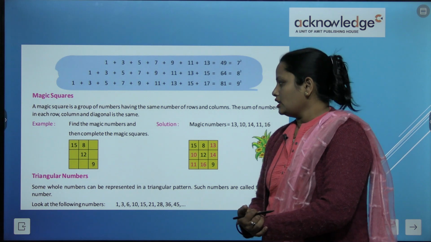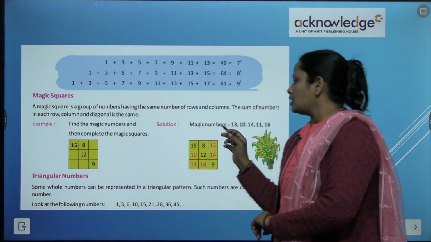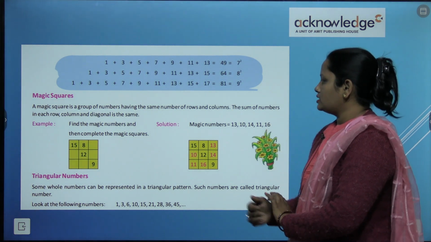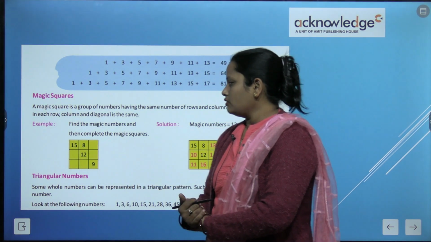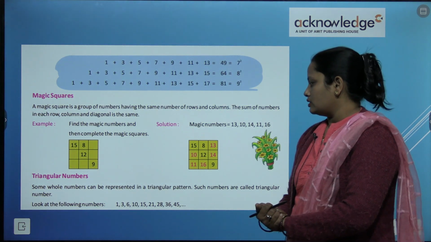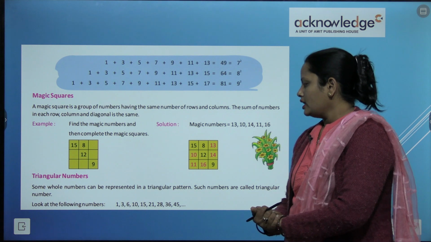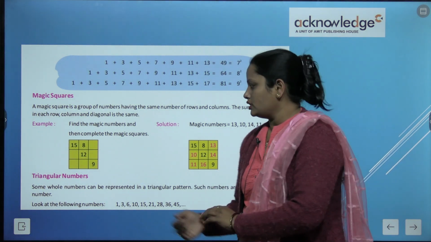So here let's see how we can find out the magic number. Magic number 13, 10, 14 and 11 and 16, then complete the magic squares. So here you can see 15, 8, now 12 and 9 is given. So अब हमने इन magic numbers को find out किया है. कैसे find out किया है? So we can see it's written here.